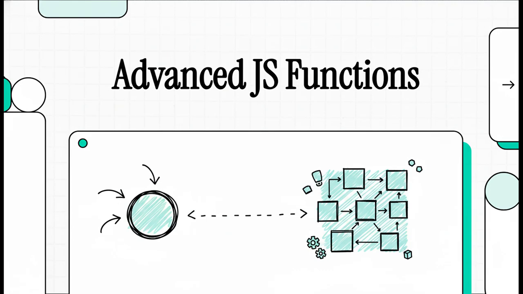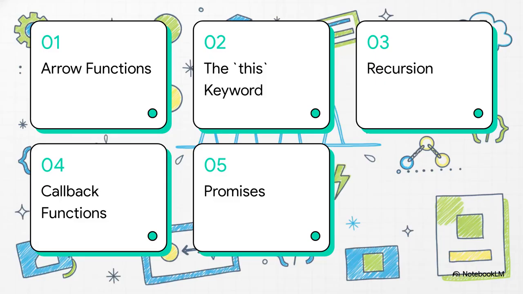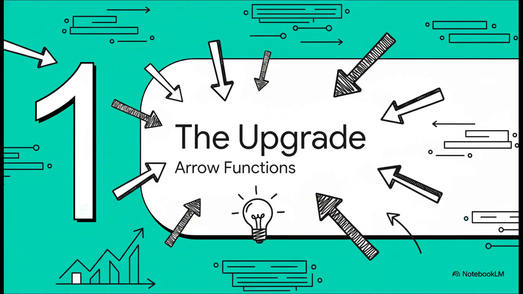We're going to go from the JavaScript functions you already know and unlock the really powerful tools that make modern web development tick. Okay, so here's the plan. We'll kick things off with arrow functions, then sort out the this keyword. After that, we'll look at recursion, callbacks, and wrap it all up with promises. Let's get started.